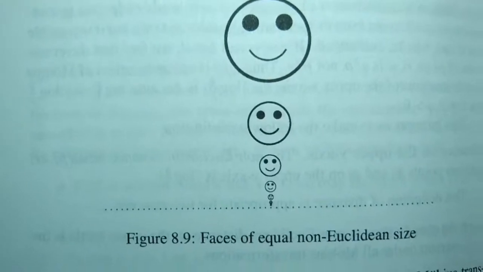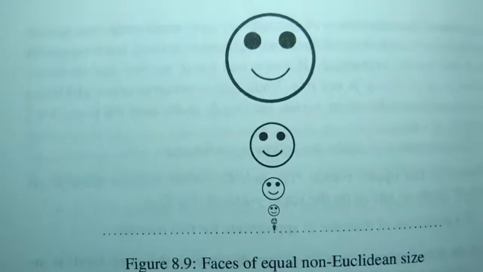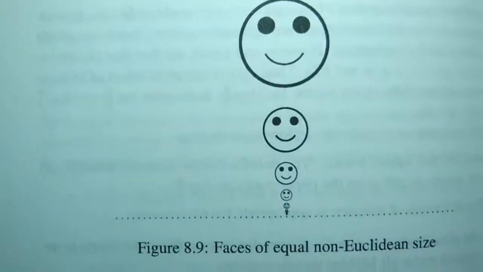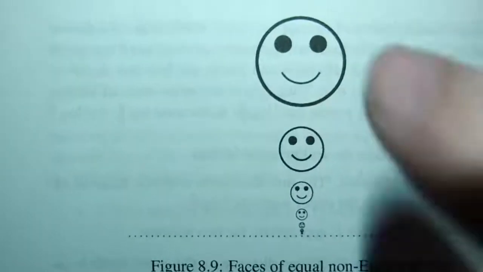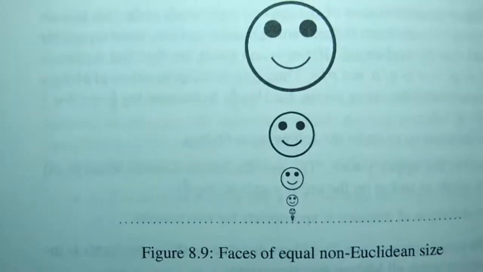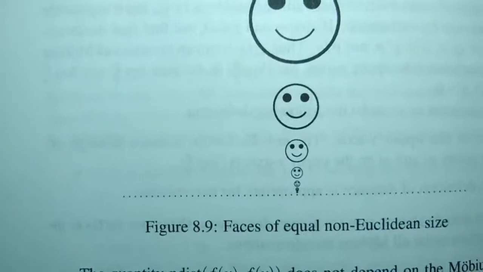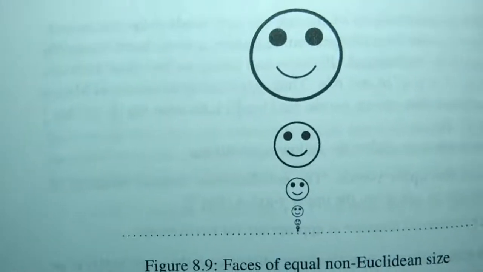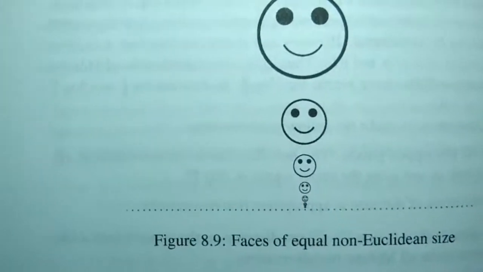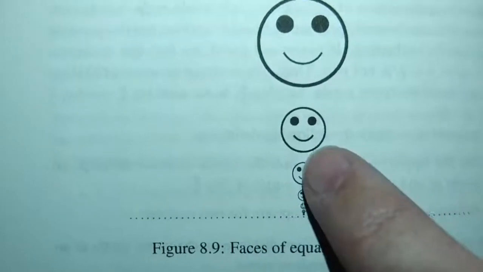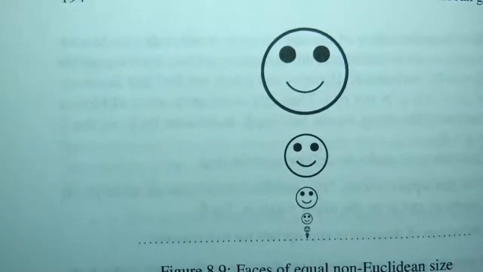And so, of course, to our eyes, it looks like this smiley face is bigger. But it's not. We know that these are all smiley faces of equal non-Euclidean size. So this translation is not actually altering the size when it maps, say, this smiley face to the one above it.